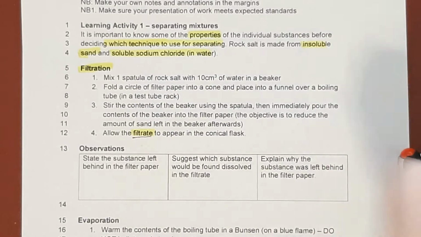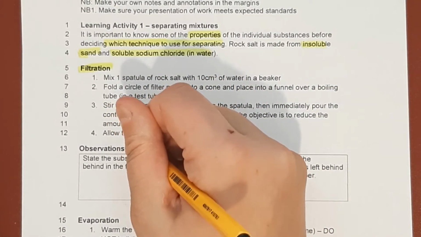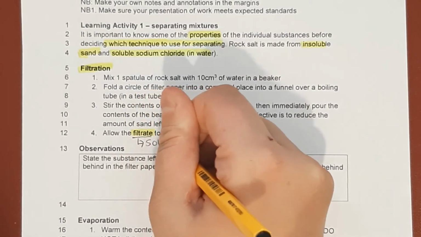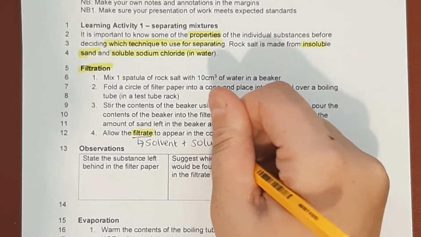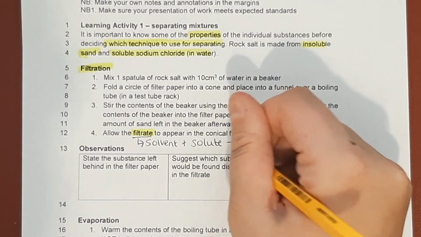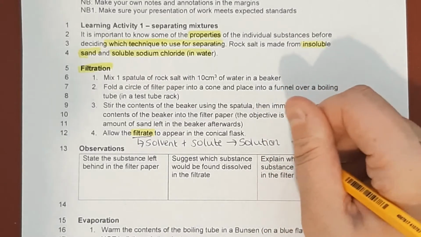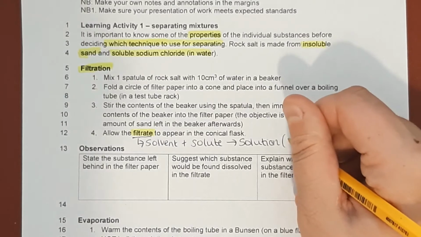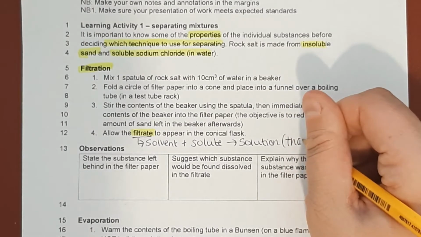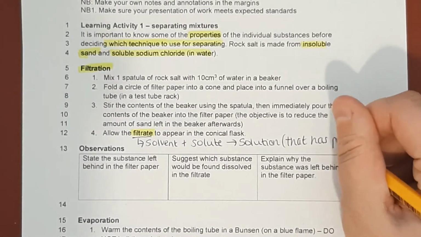That is the solvent, well, it's actually the solution. So the filtrate is the solvent plus solute, so that's the soluble item that turns into a solution. And the point of the solution, the reason we call it a filtrate, is it's a solution that has passed through a filter. In this case, the filter paper.